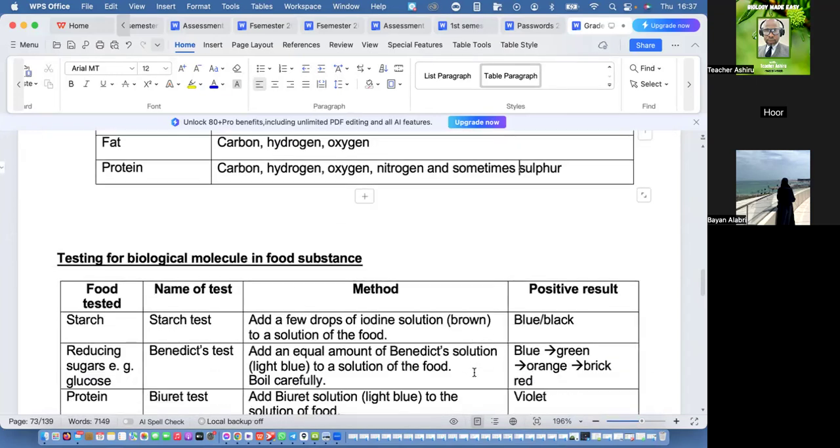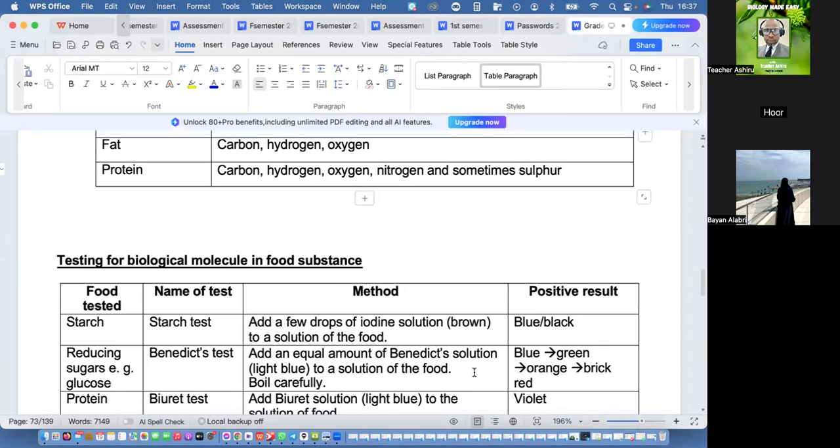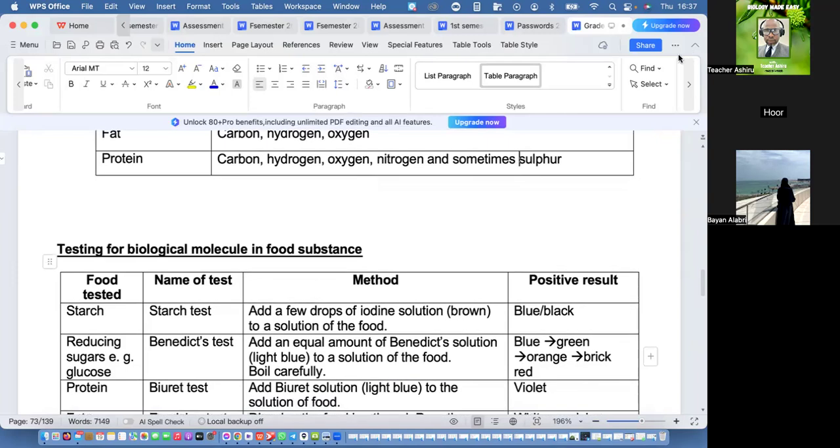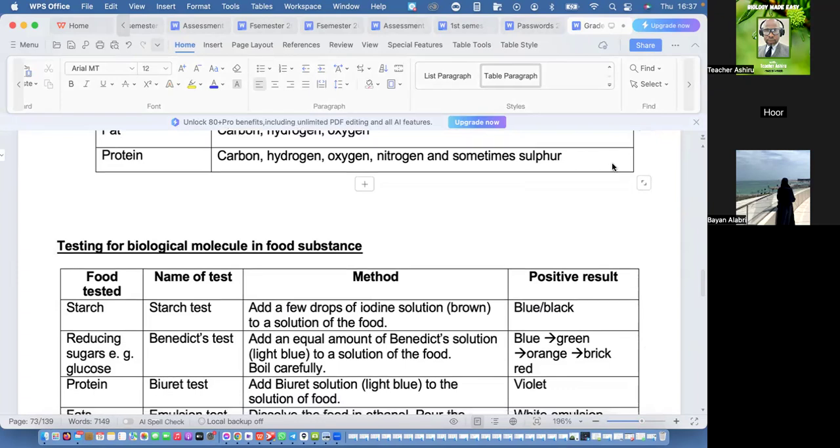Now, these biological molecules are found in the food that we eat, all right? And we have different test methods to know which particular biological molecule is present in which kind of food. Now look at the table there: testing for biological molecules in food substances.